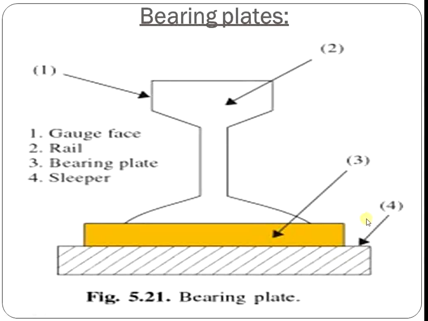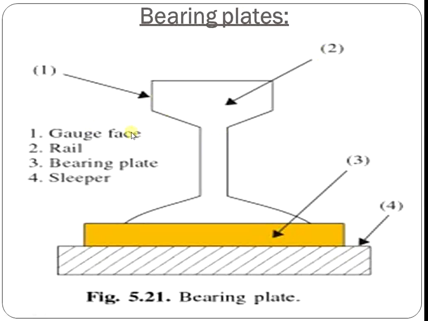We have to see that the bearing plates are used for the wooden as well as the concrete type of the sleeper, for the purpose of taking the heaviest load in the bearing and to hold and prevent the sleeper from damage. Here is seen the bearing plates image.